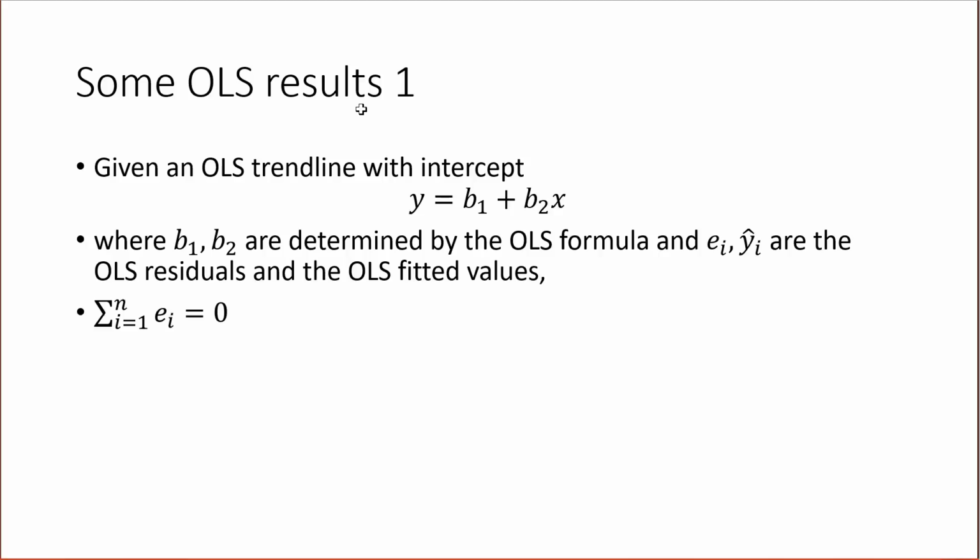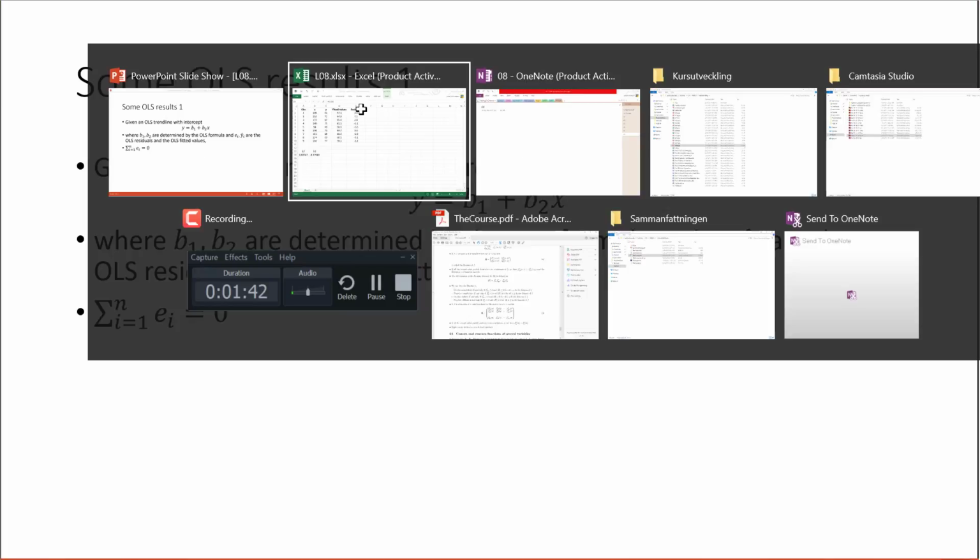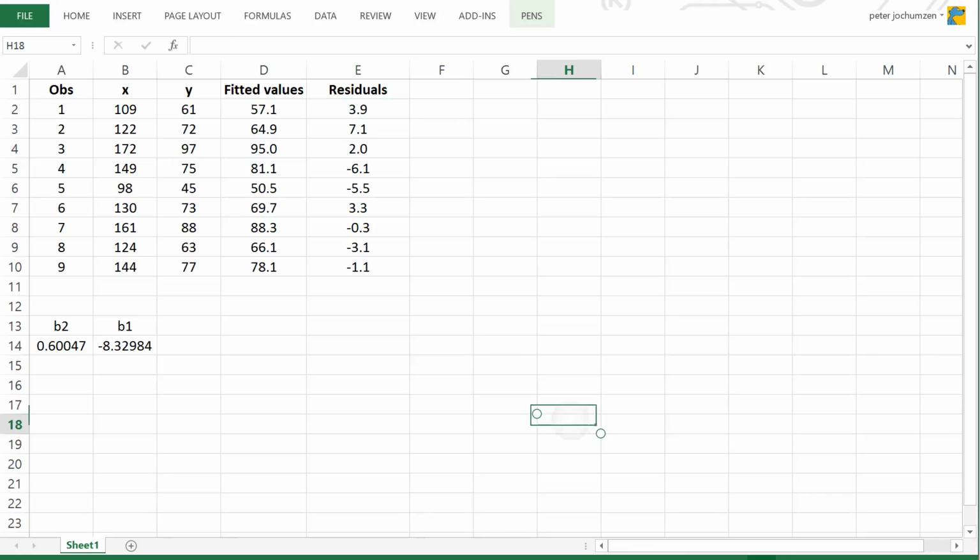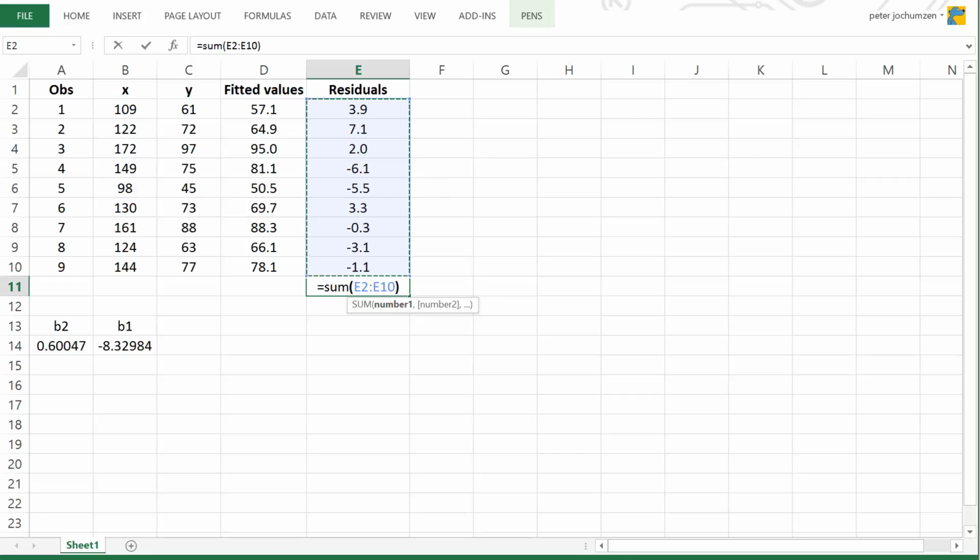The sum of the OLS residuals will always be equal to 0. Not approximately 0, but exactly 0. We can check that this is actually the case. If I just do here the sum of all the residuals, it will come out to be precisely 0. Some observations are above the trend line, some observations are below the trend line. If you sum all these residuals, you will end up with 0.